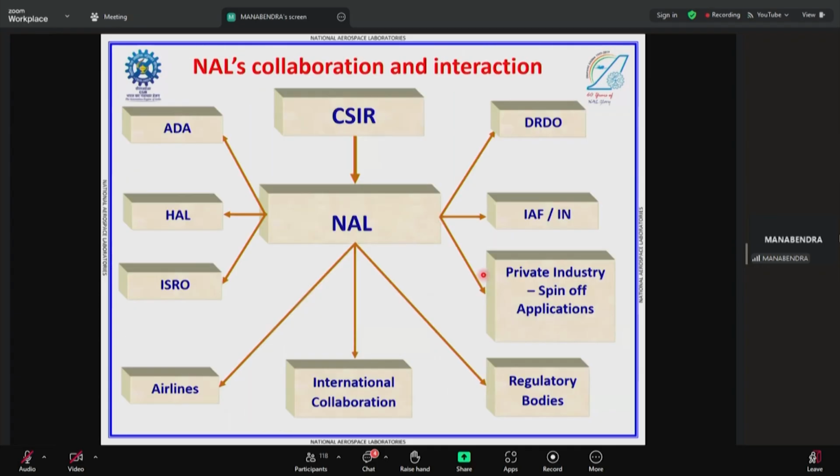NAL works in a consortium kind of mode, and we always welcome networking with academia, with public sector undertakings like HAL, and with the line ministries or research labs under those ministries, like defense or the department of space. We also work with regulatory bodies, because in aerospace you cannot leave out the regulations and guidelines, the regulatory norms which need to be followed for aircraft design. There will also be glimpses of international collaboration, even in renewable energy, towards the end of the presentation, where we have done some work under the Danida program. We'll have a look at it in a couple of slides from now.